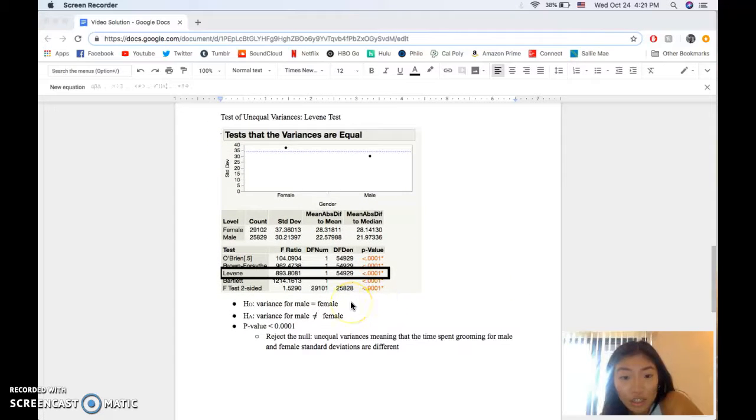So the null hypothesis states that the variance for male data equals the variance for female data, and the alternative hypothesis states that the variance for male data does not equal female data. So using the Levene test, it tells us that the p-value is less than 0.0001, which leads us to reject the null. You can conclude that there's unequal variances, meaning that the time spent grooming for male and female standard deviations are different.